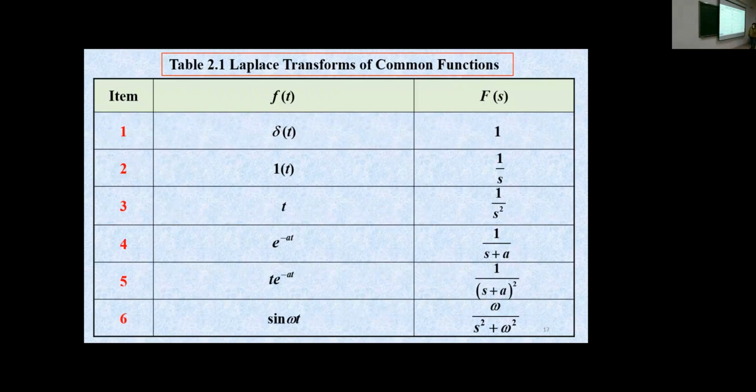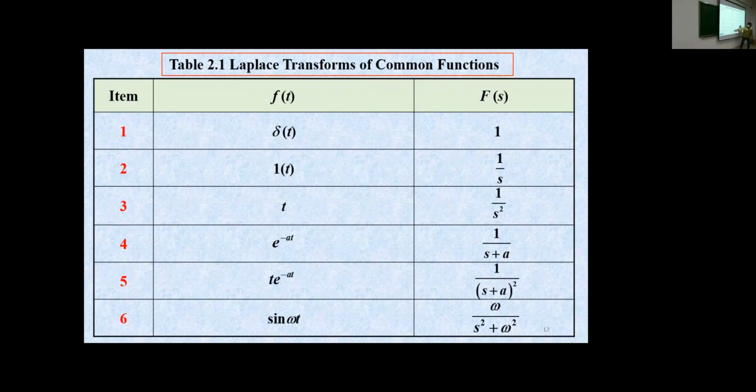Then what's the Laplace transform for this? Just 1. How about 1(t)? What is 1(t)? The unit step. What's the Laplace transform for this? 1 divided by s. And you get a ramp function here, so you get 1 divided by s squared. And here we come to the exponential function e to the negative at, and we get the Laplace transform 1 divided by s plus a.